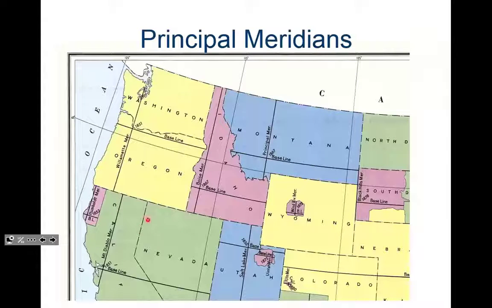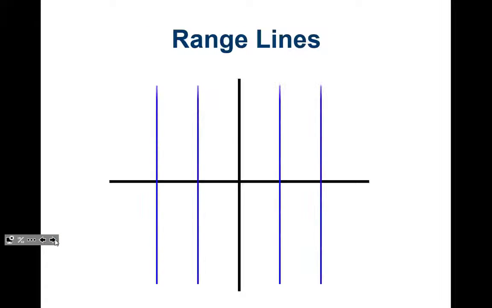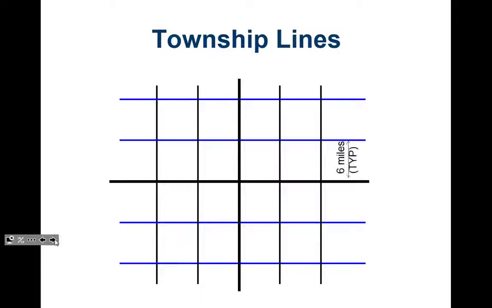Here's a close-up of the Northwest. Let's see, yeah, here's a baseline. This one's called the Boise Meridian. From there, we have range lines. So my meridian lines are broken up into smaller range lines, and my baseline is divided up into township lines that run east-west.